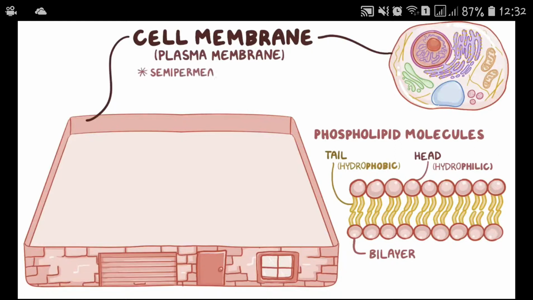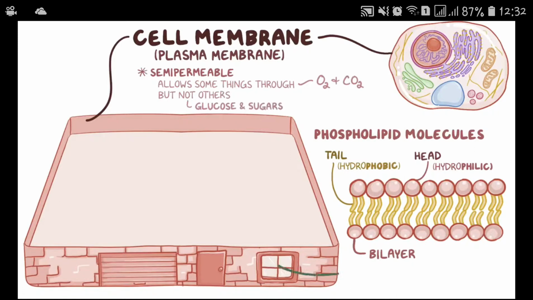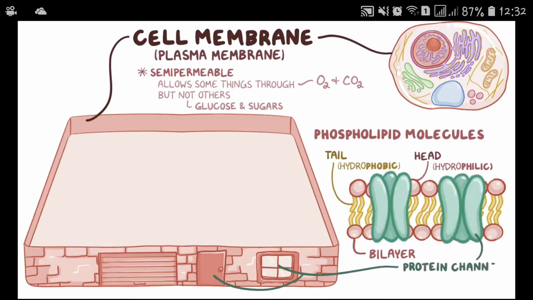This wall is semi-permeable, meaning it allows some things to go through, like oxygen or carbon dioxide, but does not allow other things through, like glucose and sugars. Fortunately, we have the doors and windows on this apartment, and they're made of special protein channels that are essentially tiny tunnels through the phospholipid bilayer. These channels allow water and specific ions like sodium and potassium to come in and out of the cell.